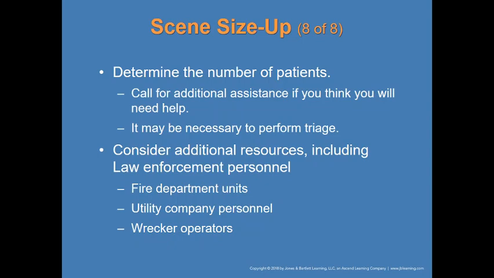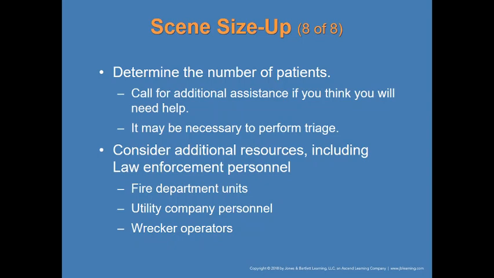Determine the number of patients. In other words, if you think you've got more than one patient, call for backup. Ideally, if it's a critical patient, in the back of an ambulance, we only want one critical patient. There have been instances where they've taken two critical patients, but ideally, we only want one critical patient. In a mass casualty incident, when we get into triaging, that's going to become a huge issue.